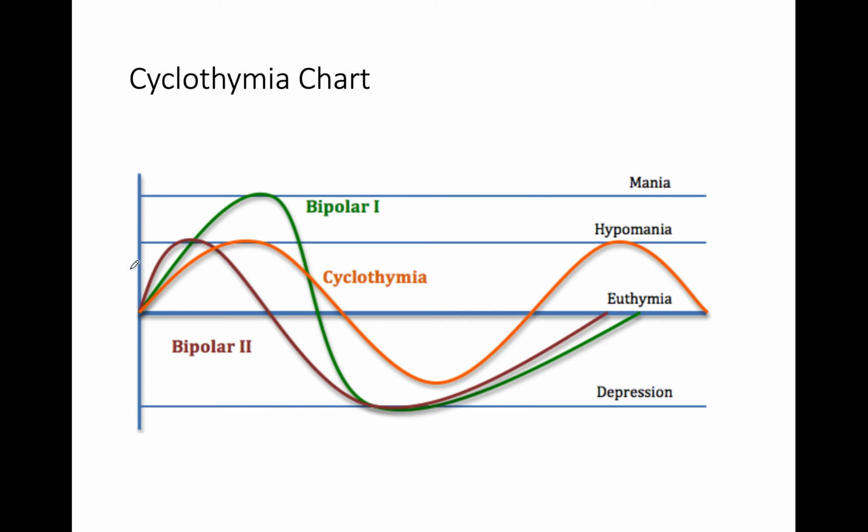Oh, here we go. Here's my cyclothymia chart. So bipolar 1, we go up into mania. That's what triggers it. Bipolar 2, we hit hypomania and depression. And cyclothymia, we hover around hypomania and depression. So we're just going up and down for a long period of time, for the 2 years. That's going to do it for bipolar.